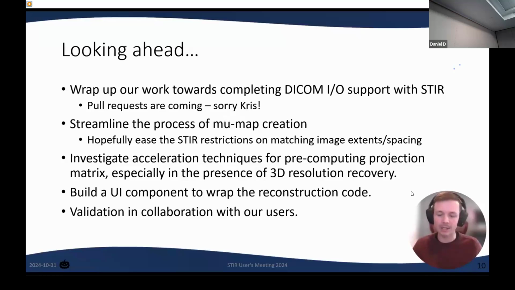We'll be building a UI component that will be launched from our existing software that can execute the reconstruction. And once everything is ready, really we'll be focusing a lot of our time and effort on validation of the reconstructed images using data from our users to push that forward.